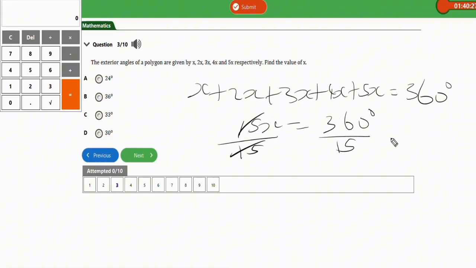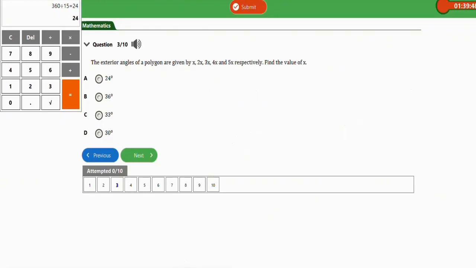Alright, so 360 divided by 15 will give you 24. Let's verify. 360 divided by 15. So we have it to be what? 24. So the correct option is what? 24 degrees. It's as simple as this. Let's wipe this now and solve the next repeated question.